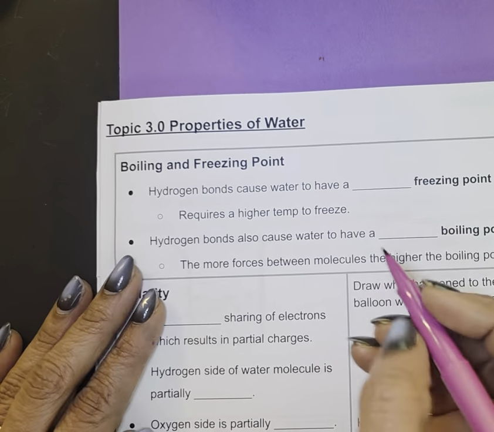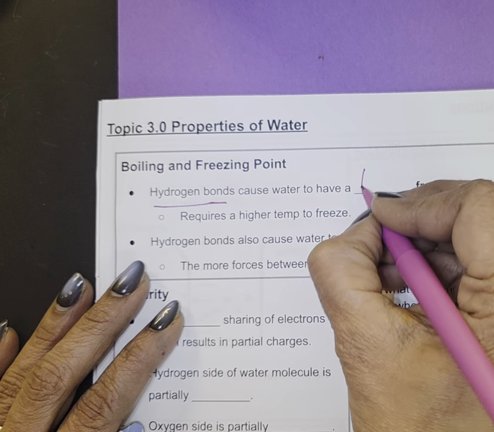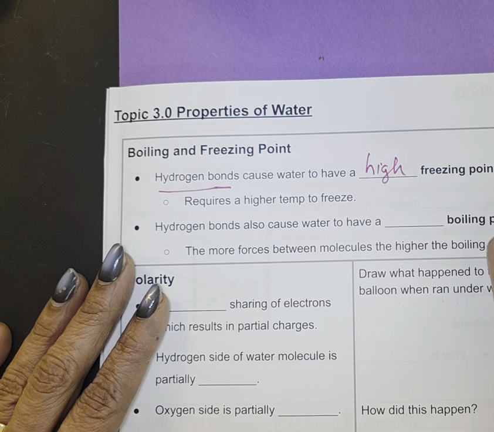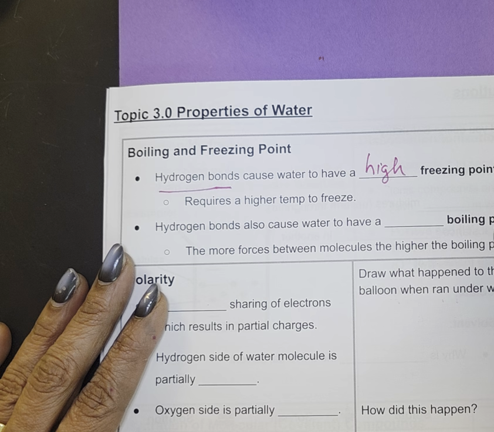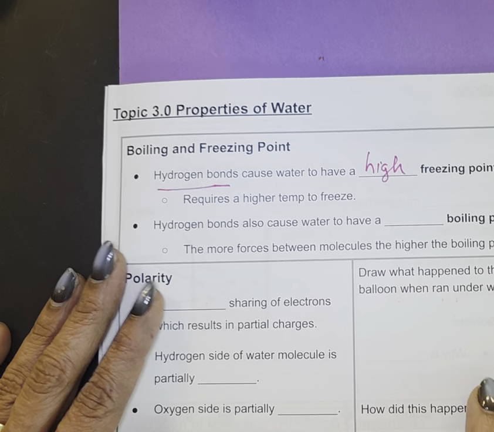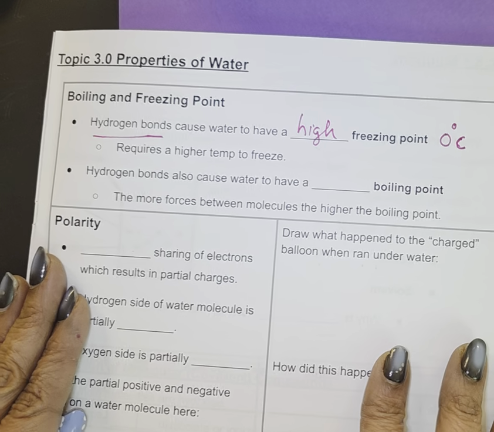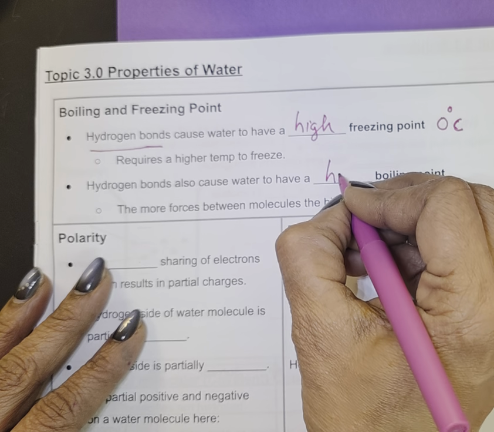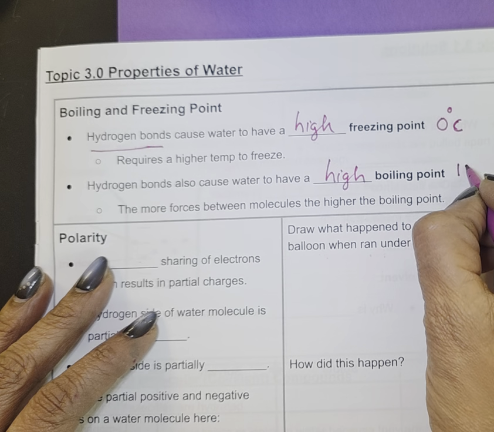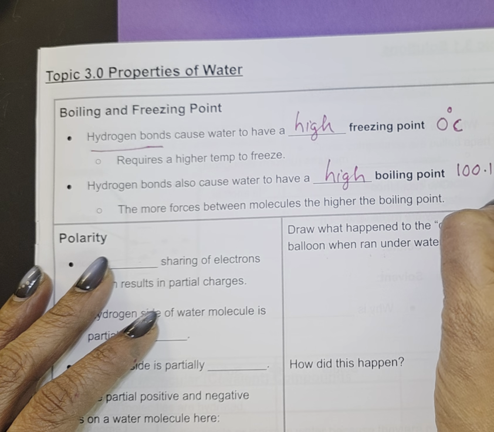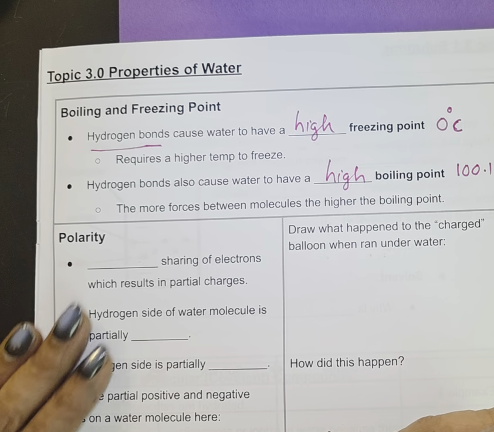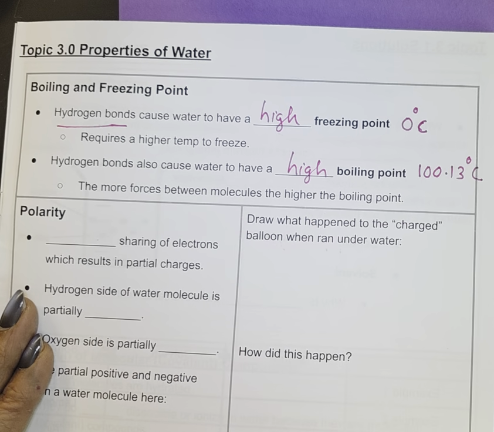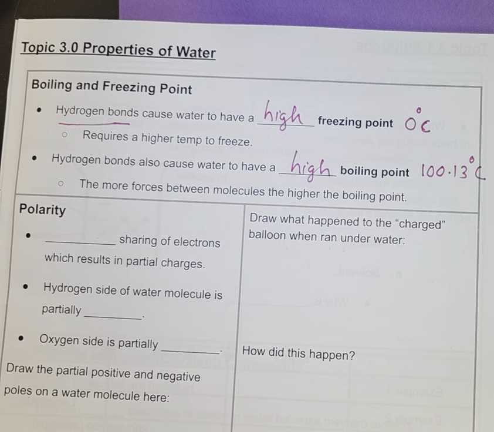Okay, as you all know, water has hydrogen bonds, okay? It has a high freezing point. What is the freezing point of water? Freezing point is 0 degrees Celsius, okay? Hydrogen bonds also cause the high boiling point of water. What is the boiling point of water? 100.13, just say 100 degrees Celsius. The reason why water has a high boiling point or a high freezing point is what? Hydrogen bonding.